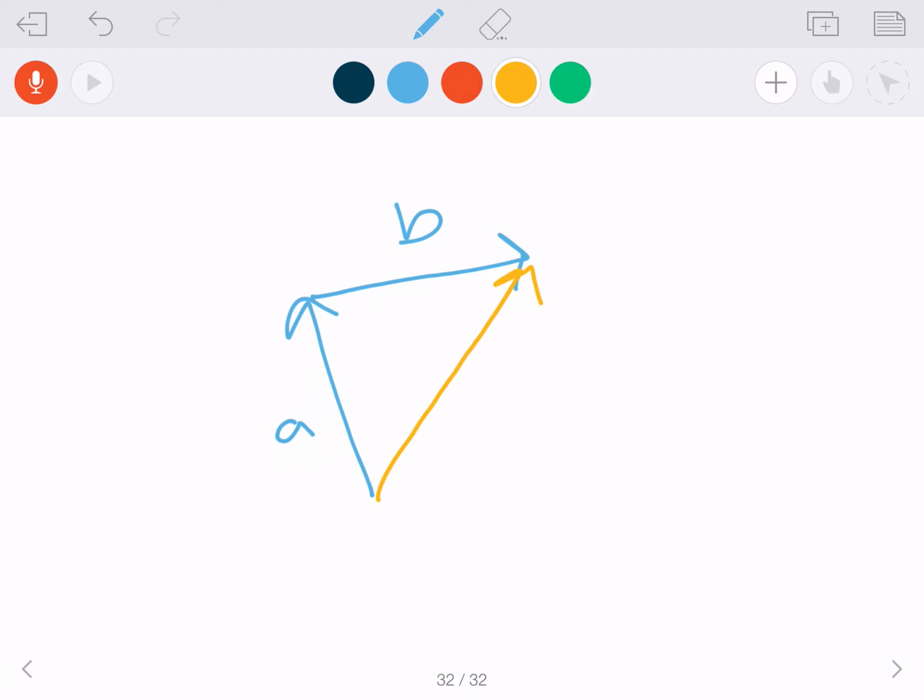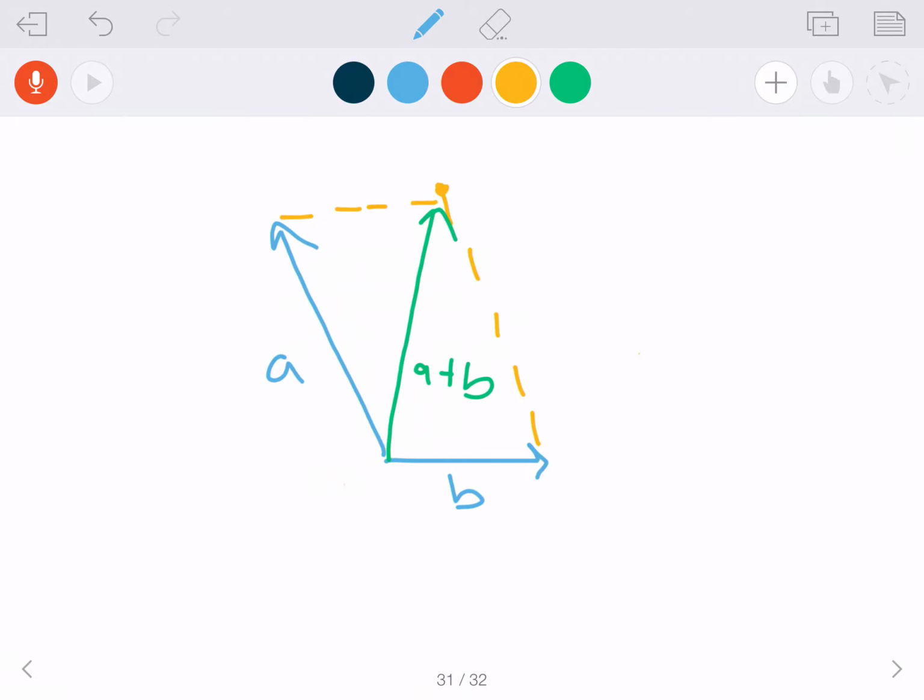So we can use the triangle method if we have a terminal point for one vector that lines up with the initial point of another vector. And if that's the case, then we can just simply start at the initial point of vector A and have our terminal point at the terminal point of vector B, completing the triangle. But what if we don't have a terminal and initial point lining up?